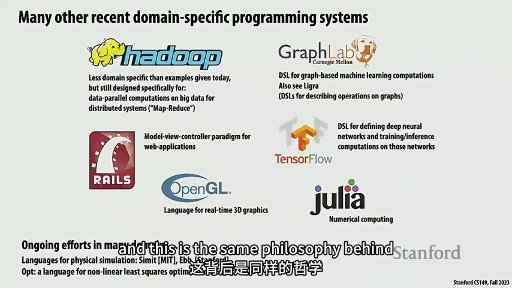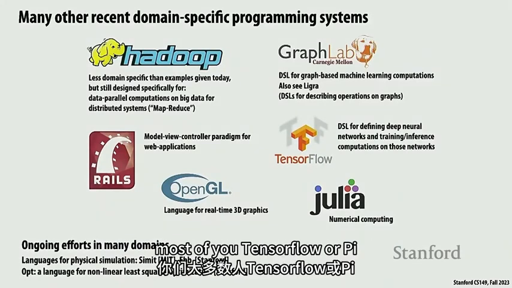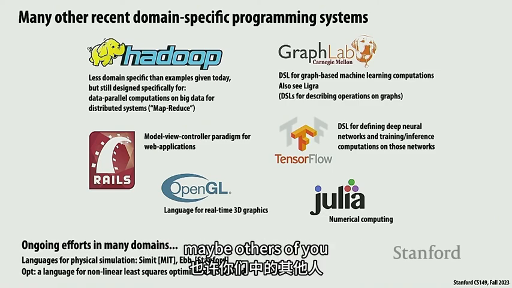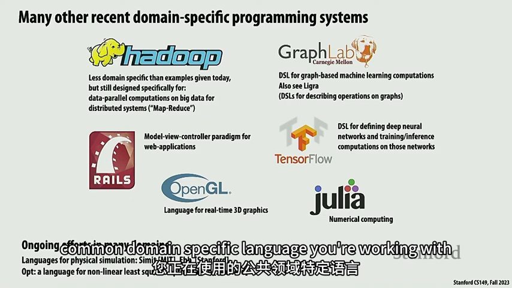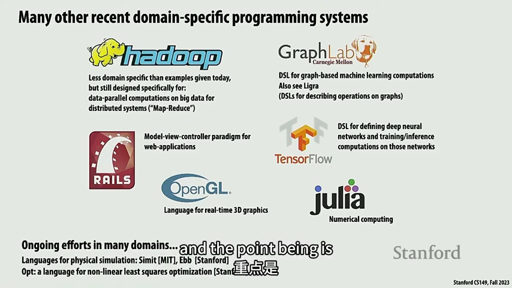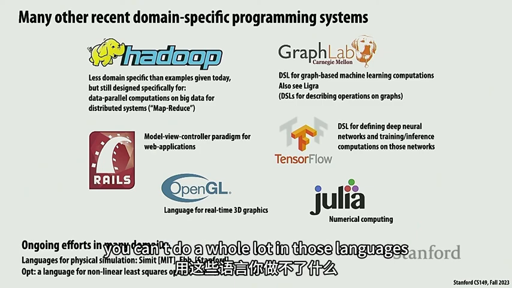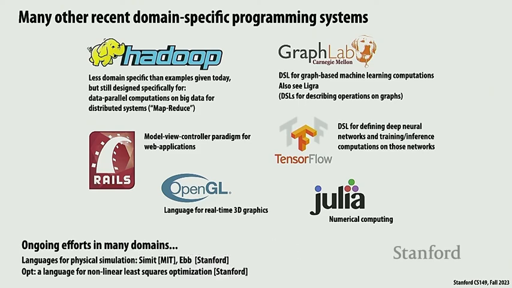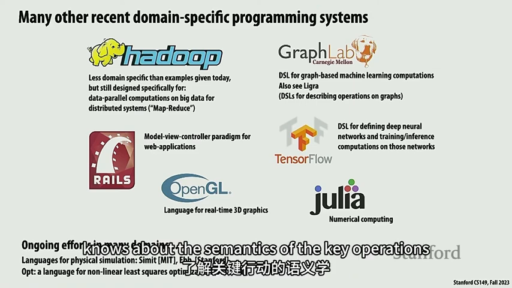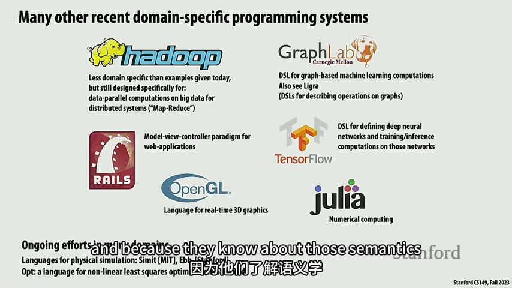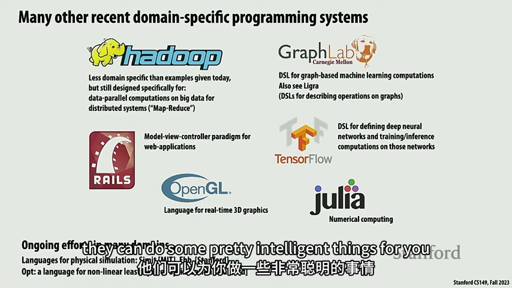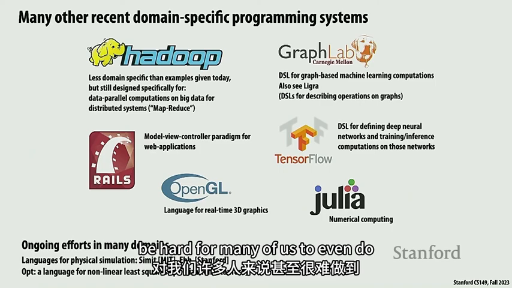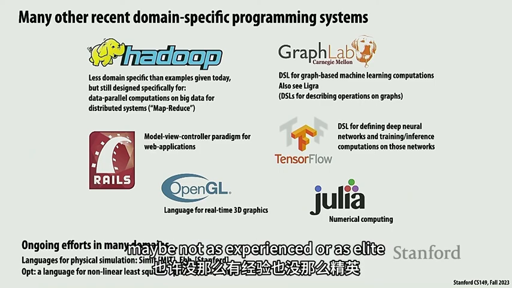This is the same philosophy behind a lot of the systems you're using. For example, TensorFlow or PyTorch is probably the most common domain-specific language you're used to working with. Maybe for others, SQL is. The point is you can't do a whole lot in those languages compared to the space of programs you can write in C or Java. But the compiler and the system know about the semantics of the key operations, and because they know those semantics, they can do some pretty intelligent things for you. Things that might be hard for many of us to do because we're maybe not as experienced or as elite in the domain.